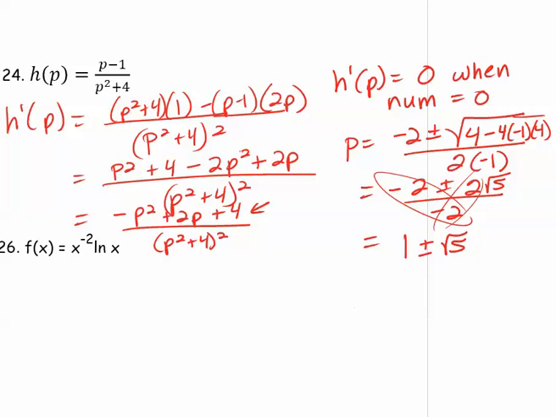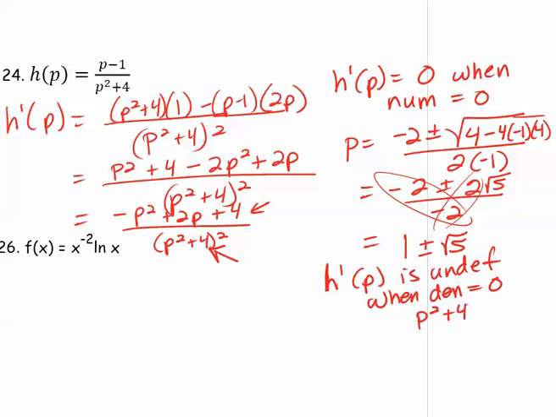And is our derivative ever undefined? So we're going back to our derivative. h prime of p is undefined when the denominator is equal to 0. But I don't think that's going to happen here, since p squared plus 4 squared is never equal to 0. It would always be a positive value.